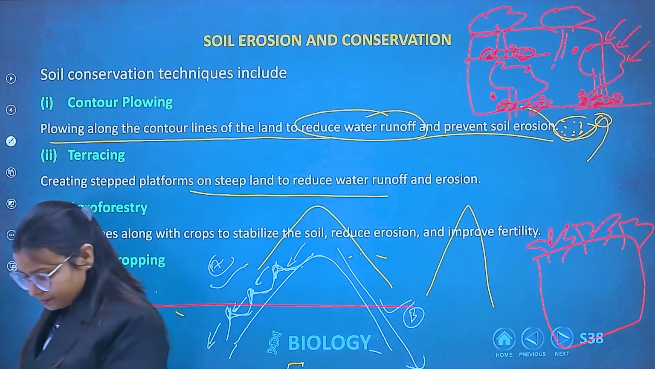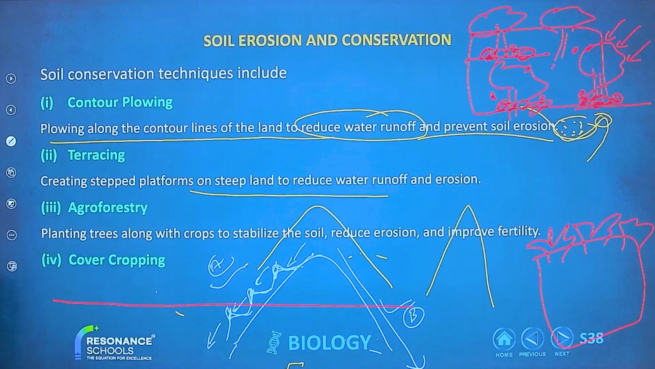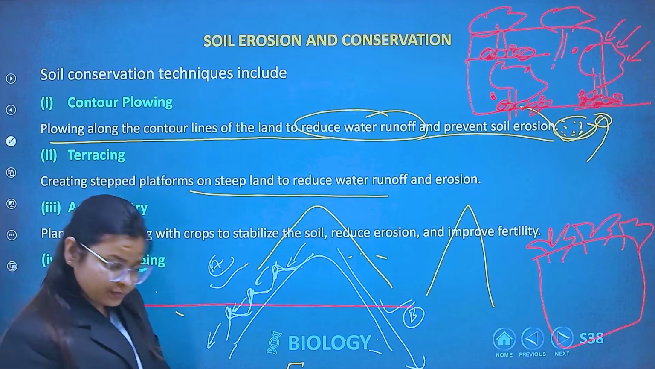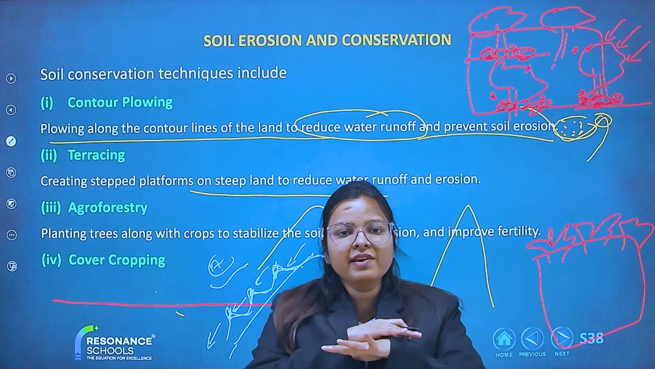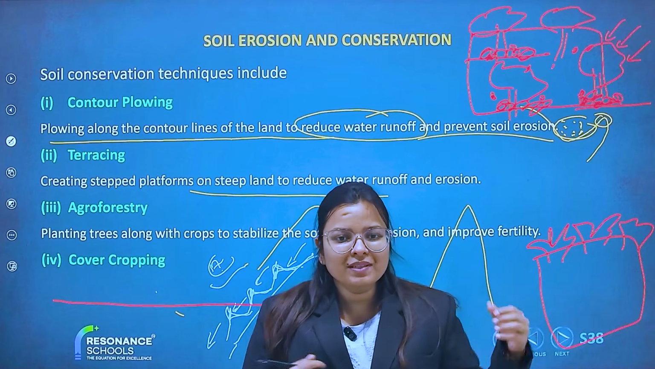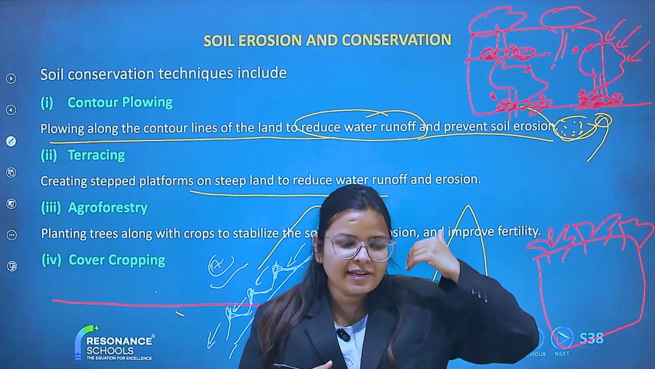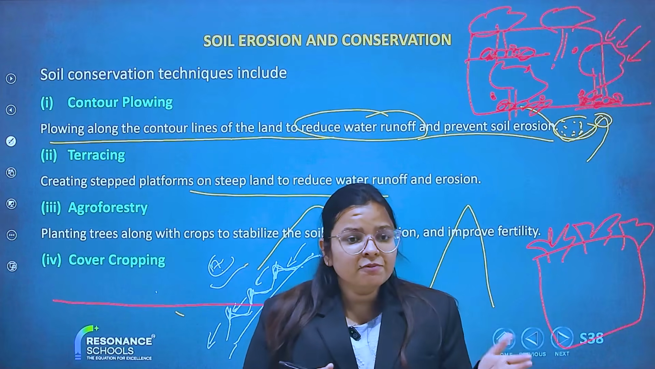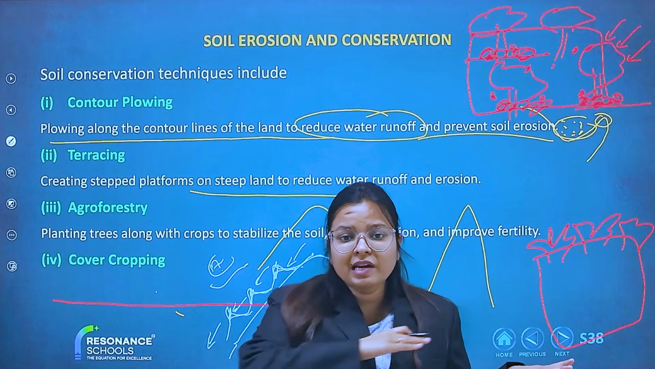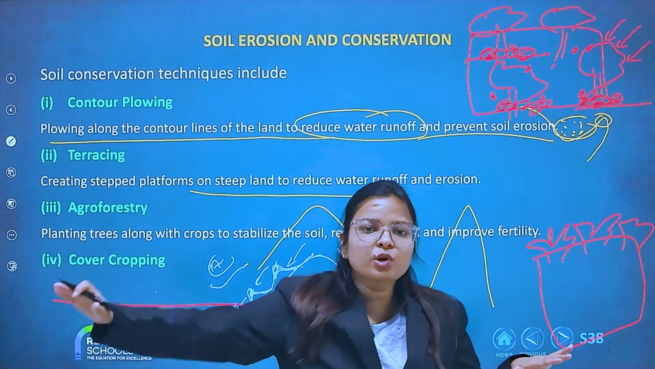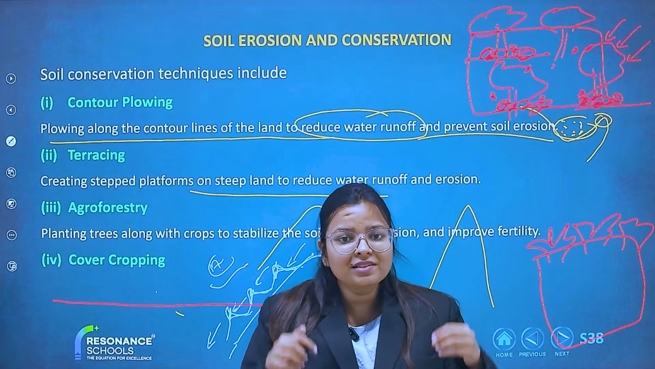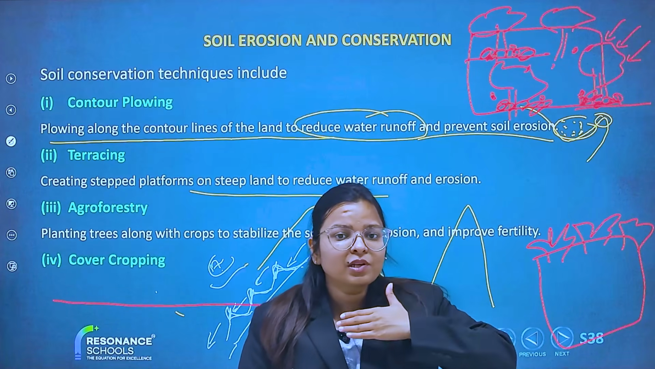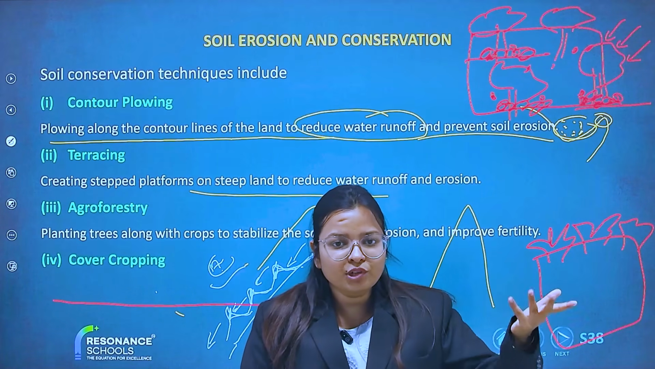Cover cropping in biodiversity. Okay, what is cover cropping? Let's say we have naked soil. What will happen? This soil can go away with wind, this soil can go away with water. See, if grass is growing over this soil, what will happen? This soil will stay here. This soil is attached here, okay? This will not go away with wind or water.